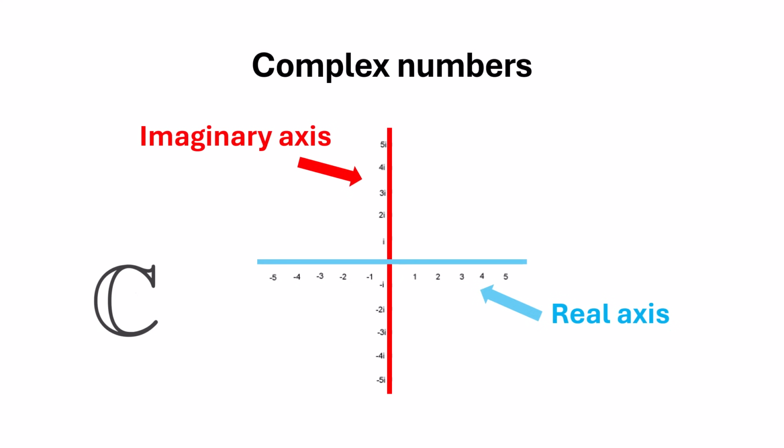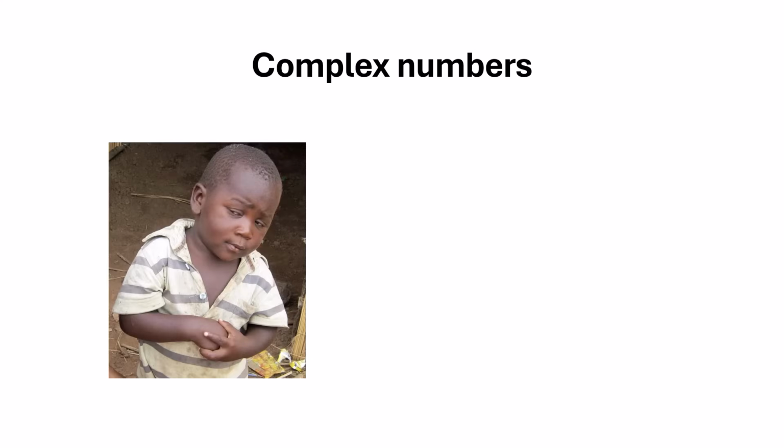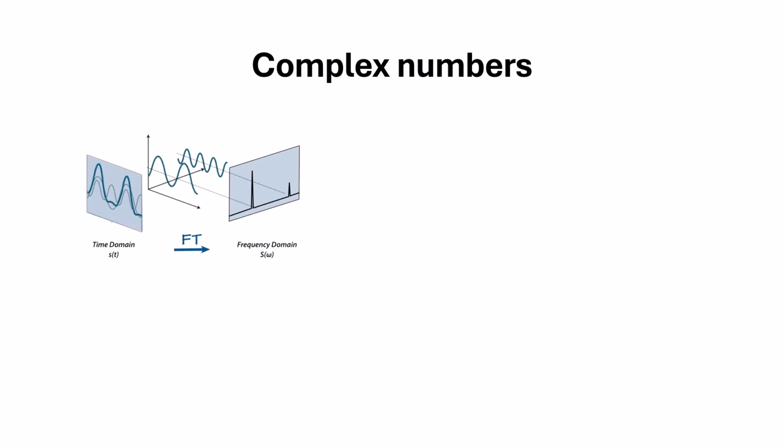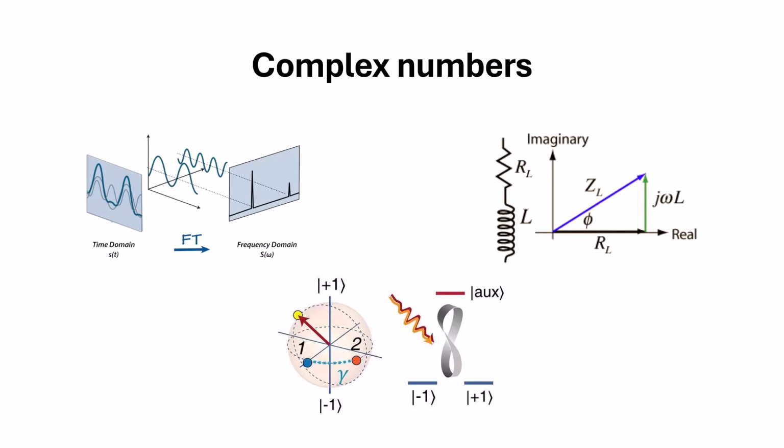Initially, complex numbers were met with resistance in the mathematics community because they defied the intuition that the square of a number must always be non-negative. Over time, complex numbers have proven indispensable for modeling various phenomena, with applications in fields such as signal processing, electrical engineering, and quantum mechanics, where they are used to describe waveforms, oscillations, and other dynamic systems.